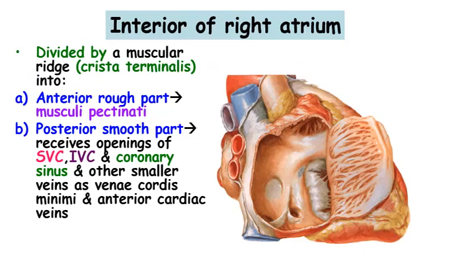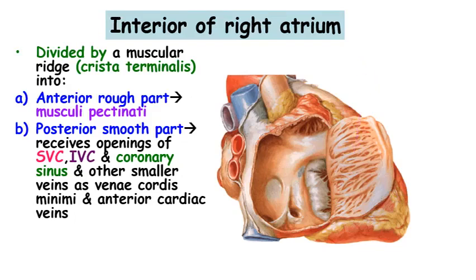The right atrium is divided using a muscular ridge known as the crista terminalis. You have seen it on the outer surface of the heart, where it is known as the sulcus terminalis. The crista terminalis divides the inside of the right atrium into an anterior rough part. The roughness of the anterior part is due to the elevated myocardial muscles over the surface of the wall. These elevated myocardial muscles are known as the musculi pectinati.